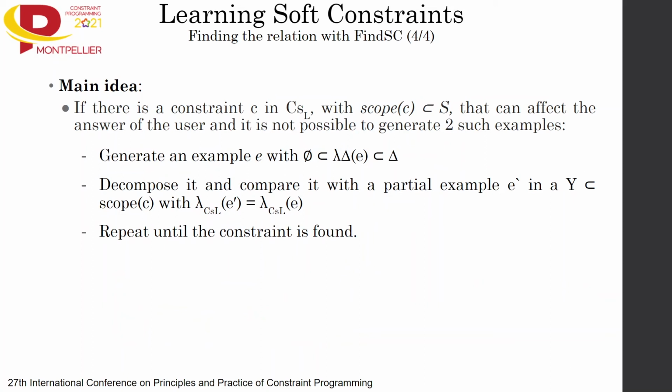If it cannot generate two examples satisfying the same set of learned constraints, so they do not affect the answer of the user in which one she prefers, then findSc2 tries to generate one example and decompose it in order to compare it with its projection in a subset of variables satisfying the same set of learned soft constraints again. So the additional variable assignments can give us information about the constraint that we seek.